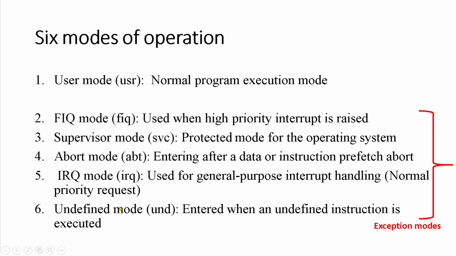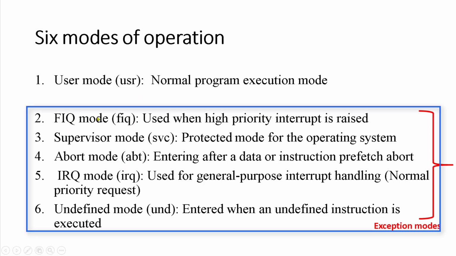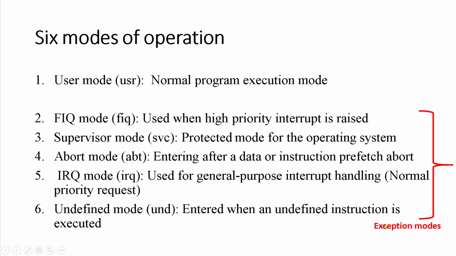Out of these 6 modes, this fast interrupt mode, supervisor mode, abort mode, interrupt request mode or normal interrupt mode, and undefined mode, all these 5 modes are called exception modes. This you should remember. How many exception modes are there? A total of 5 exception modes. We are not including this one, because it does not come under exception modes.